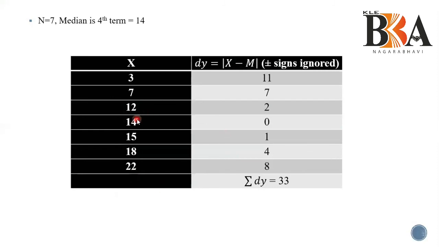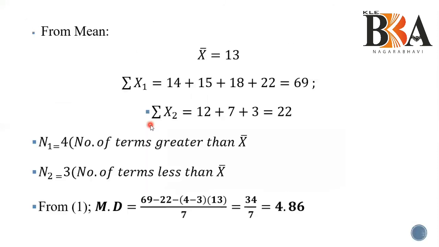Understood? So the numbers greater than 13, that is 14, 15, 18, 22, will become sigma x1. 3, 7, 12 becomes sigma x2. So sigma x1 is 14 plus 15 plus 18 plus 22. Get the total of it because we need the total, right? Sigma x2 is 12, 7, 3 as it is. Fine, it has the total as 22.